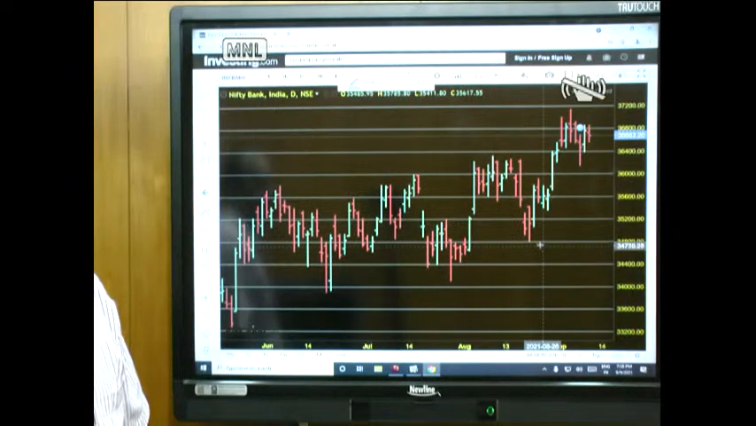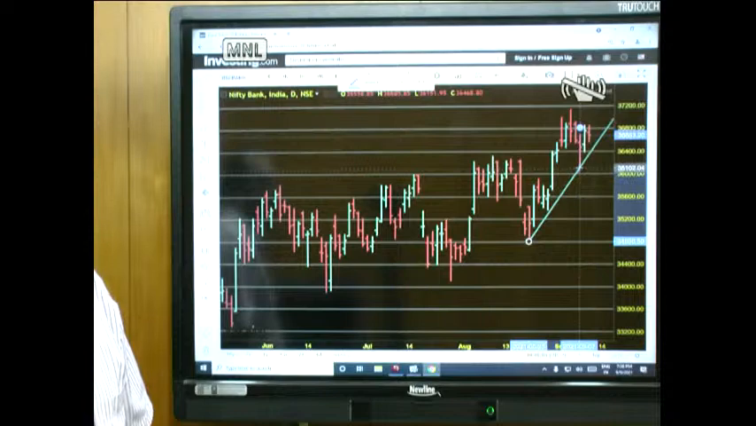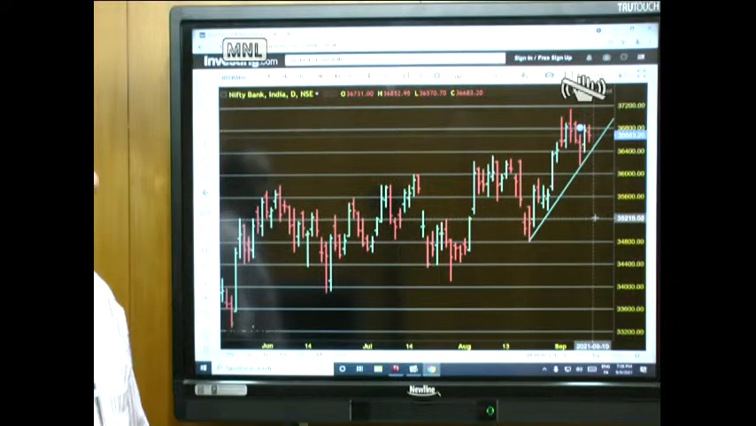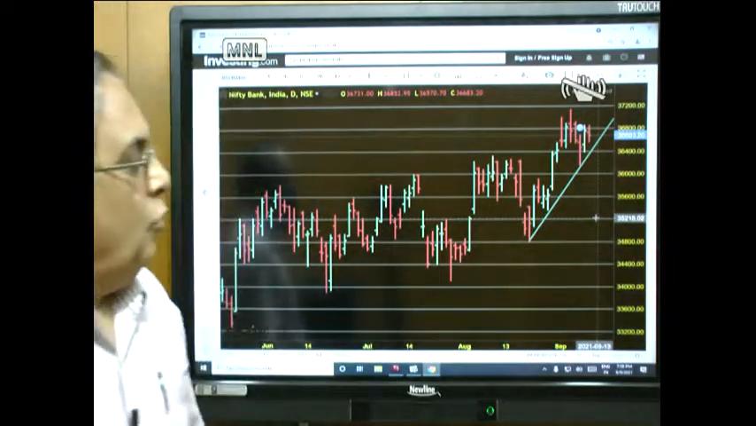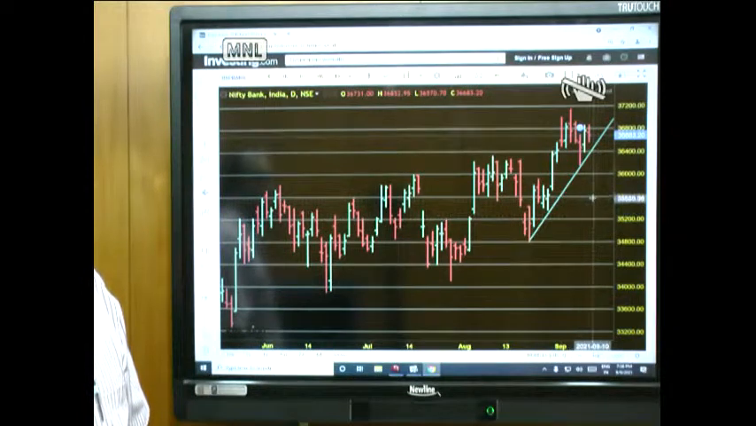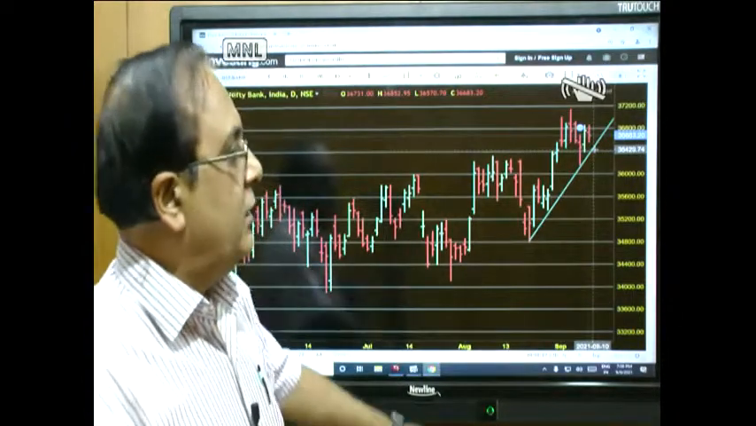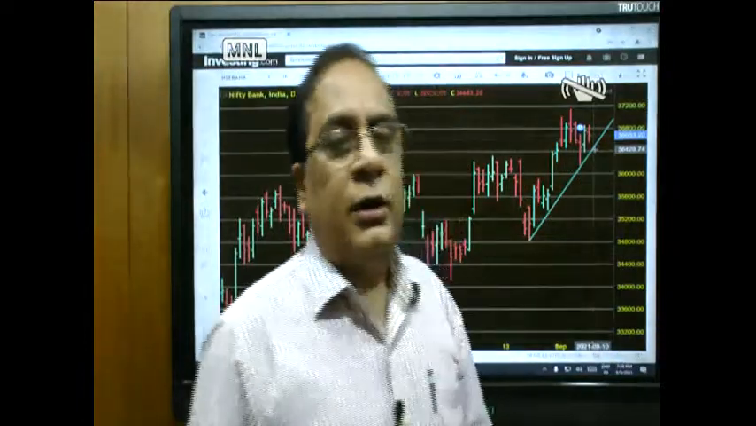So what we will do now is, this trend line is the most important trend line right now. So let's look at where it comes. Now it is at this level. So if it starts to fall, see, 36,420. I think 36,420 is going to be the most important line.